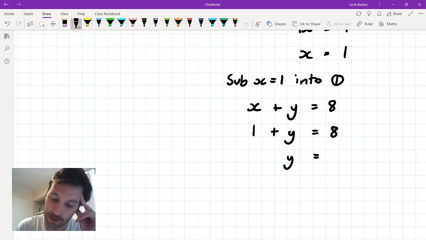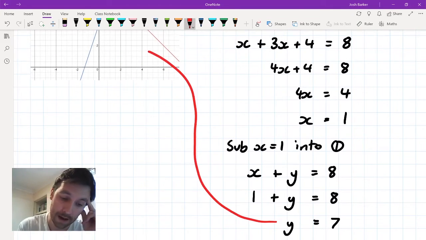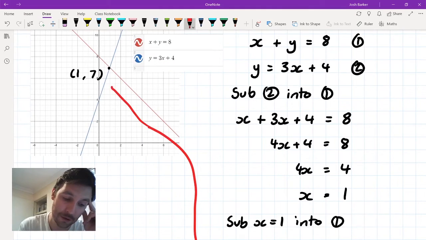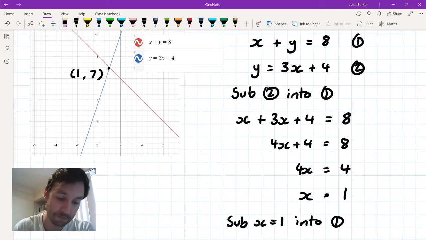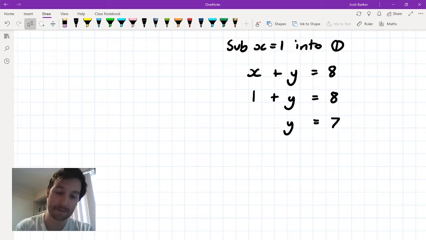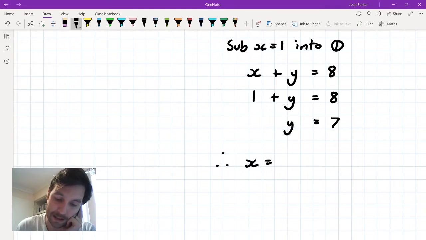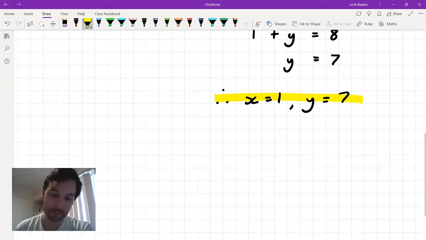Or y is equal to 7. Okay, now we've got the same thing again. We've got the y coordinate that we were aiming to find. We've got x is equal to 1, y is equal to 7. So that's showing you how you arrive at that answer in a substitution method type way. And then for your actual answer, I'm going to say therefore x equals 1 and y equals 7. So that's your final answer, actually stating what the coordinates are for that crossover point.